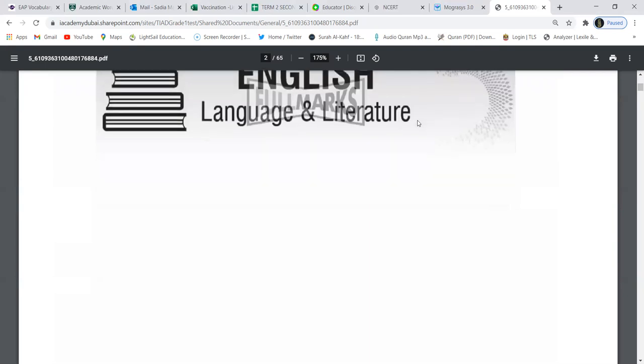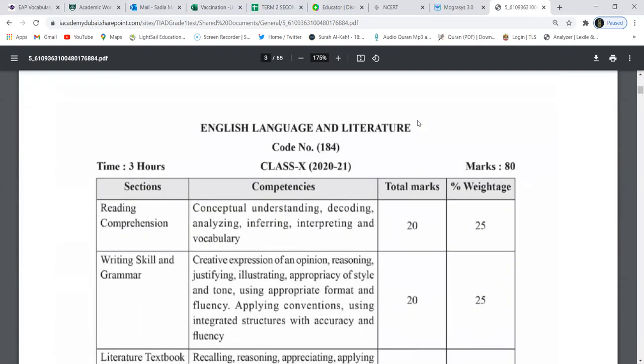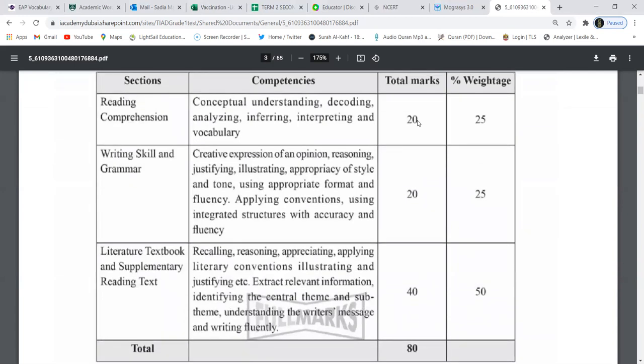The literature answers are worked out. I request the students to go through it, but there are certain areas where I would prefer that students use their discretion when picking the information from the sample papers. Reading comprehension is definitely for 20 marks. Writing skills comprise of 10 marks, grammar 10 marks, so that is 20 marks. This is the first part.